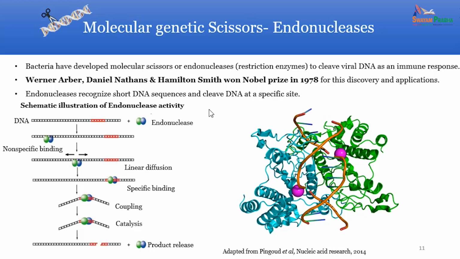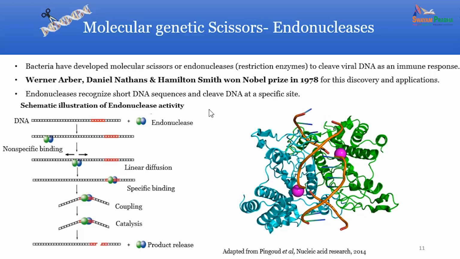Or you can also have a specific binding, where you have your enzyme and your DNA, and the enzyme can bind specifically to a specific part of DNA, and then it will do the hydrolysis reaction that I just showed you. These are all called restriction enzymes or endonucleases. The story of how these restriction enzymes were discovered is pretty interesting, but I will talk about it when I talk about CRISPR.